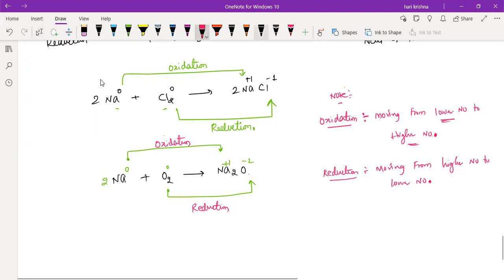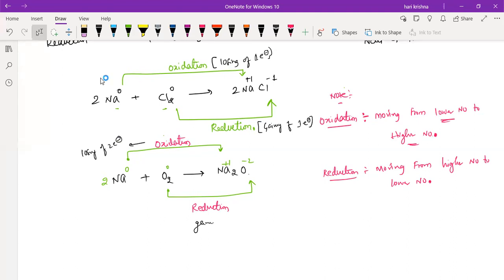Is it clear? Here what is happening? Losing of one electron. In the reduction process, gaining of one electron. Here also the same. In this case, losing of 2 electrons. In this, gaining of 2 electrons. Any doubts in this equation part?